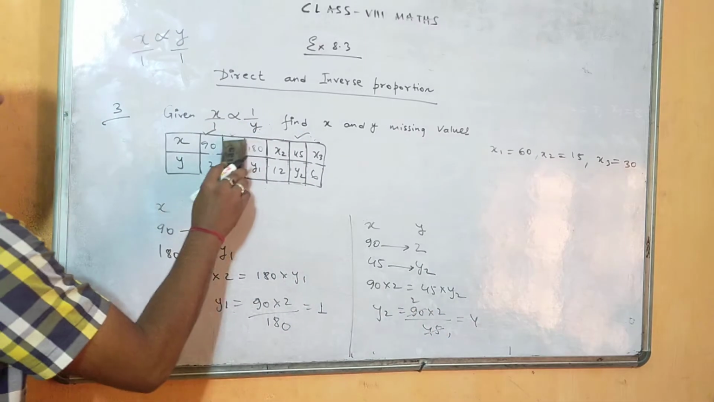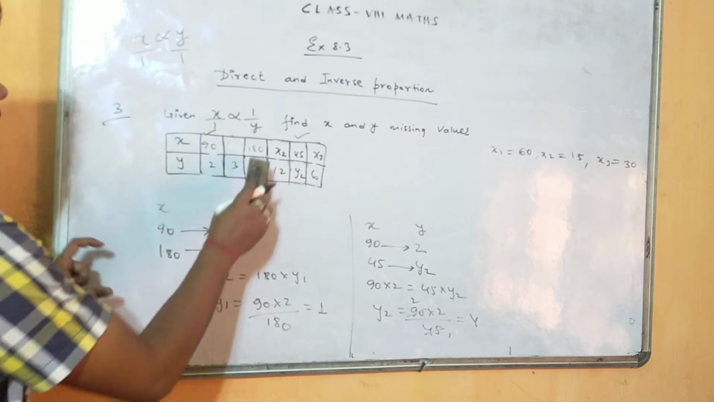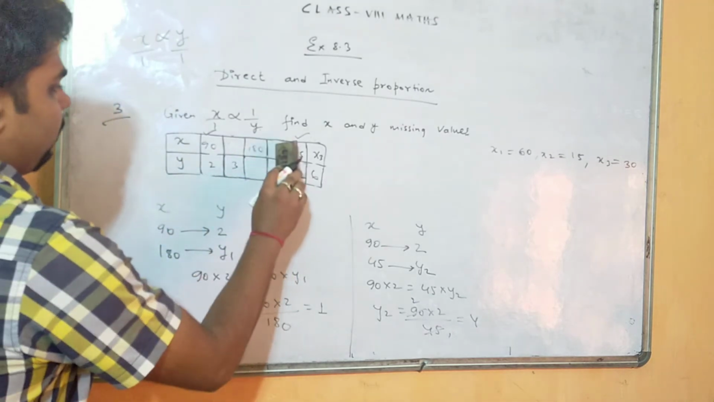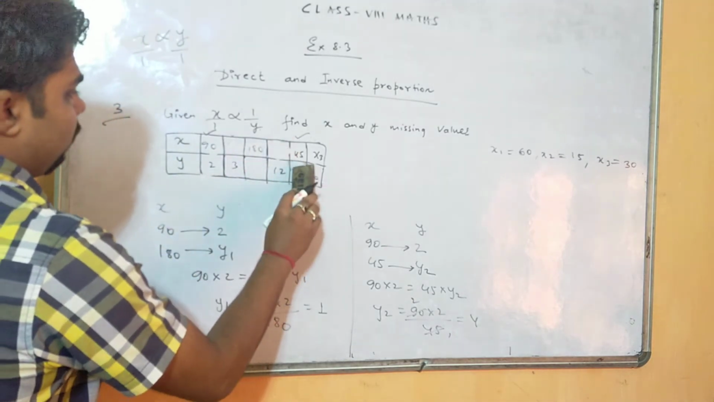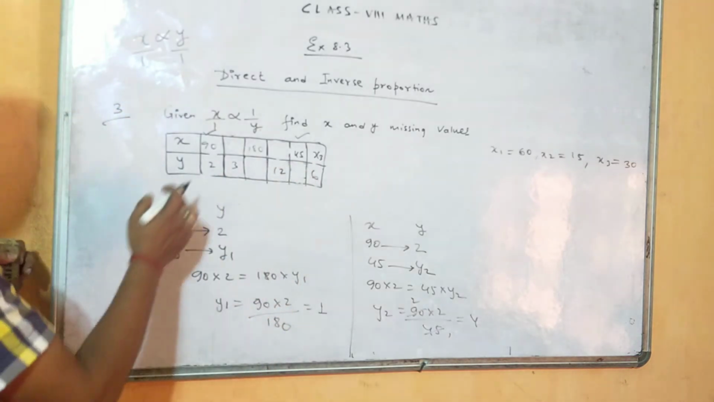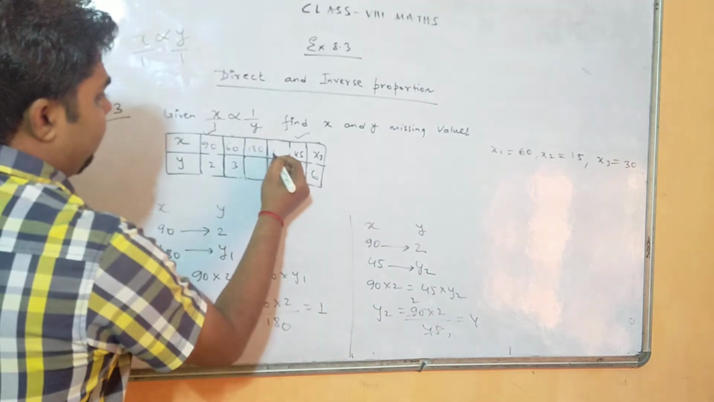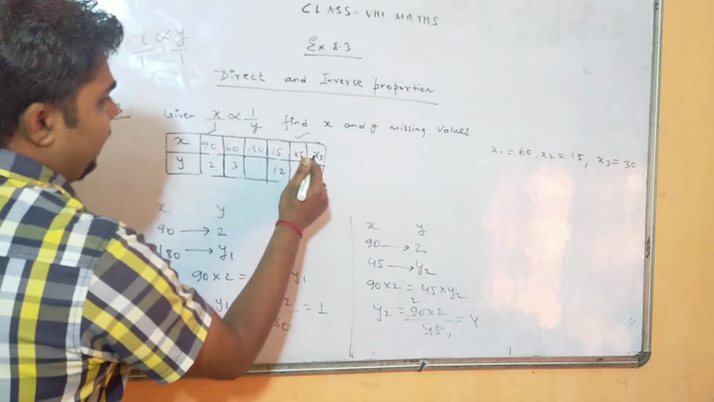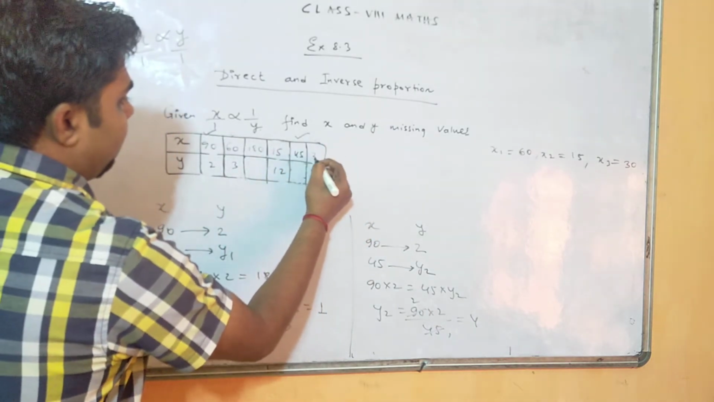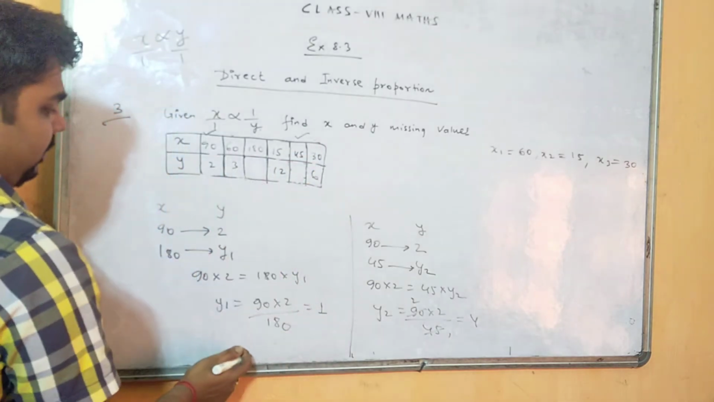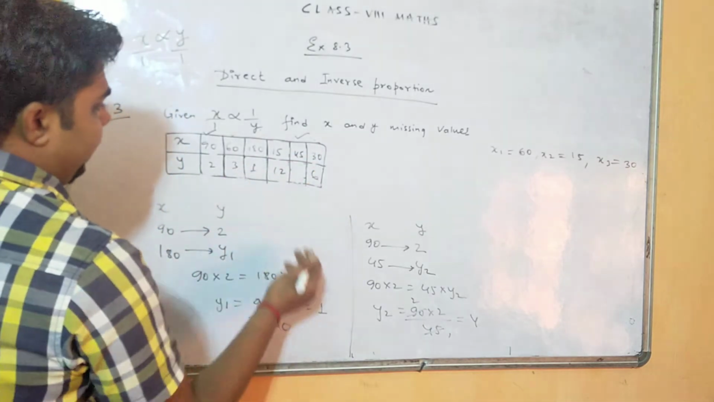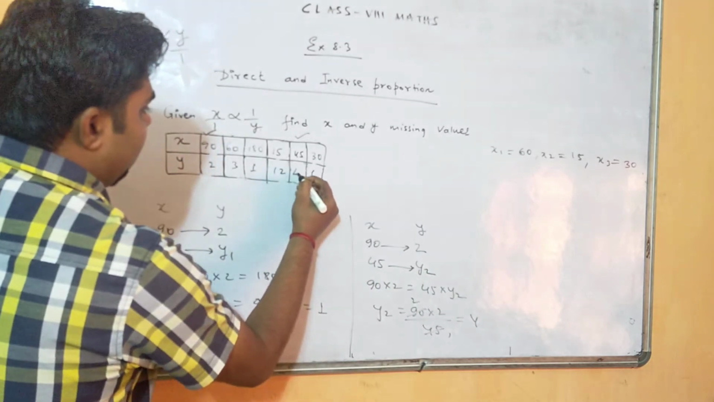We will make this chart once more at the end, and we will substitute these values of x1, x2, x3, y1, y2. Right? In x1, how much did we get here? 60. x2, how much did we get? 15. And x3 we got 30. In y1, how much did we get? 1. And in y2, it is 4.